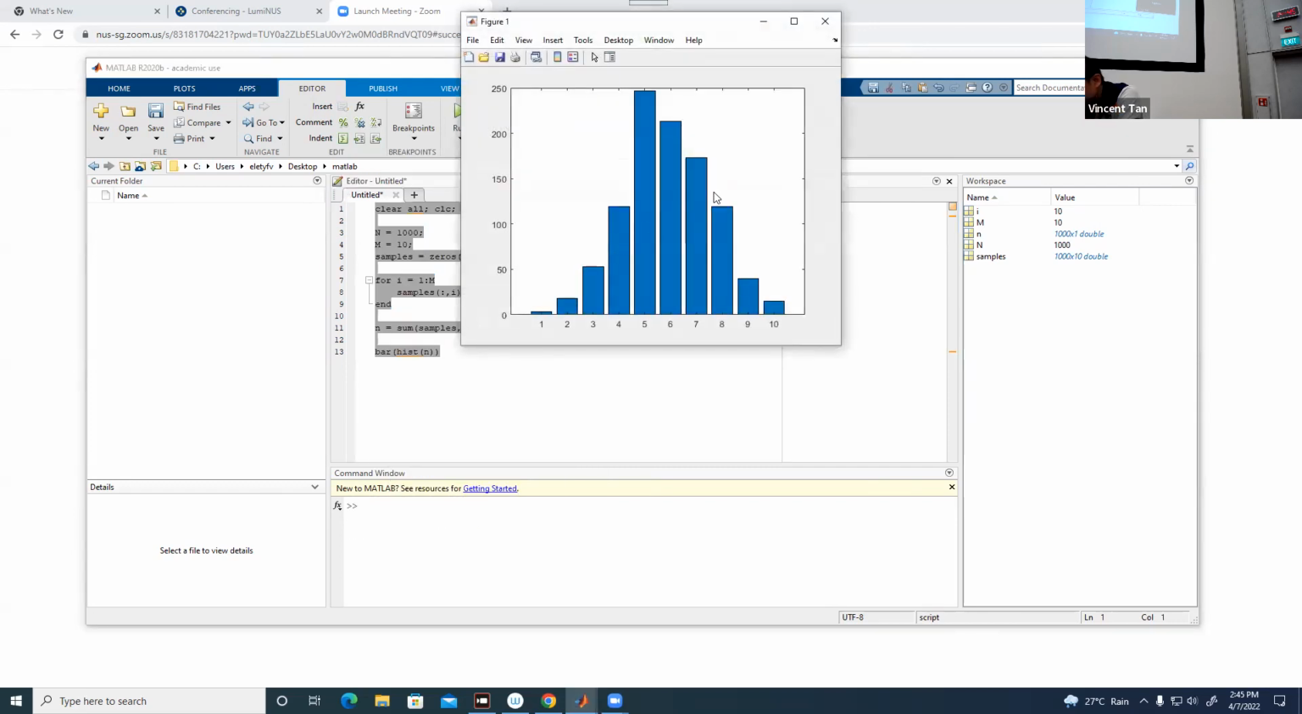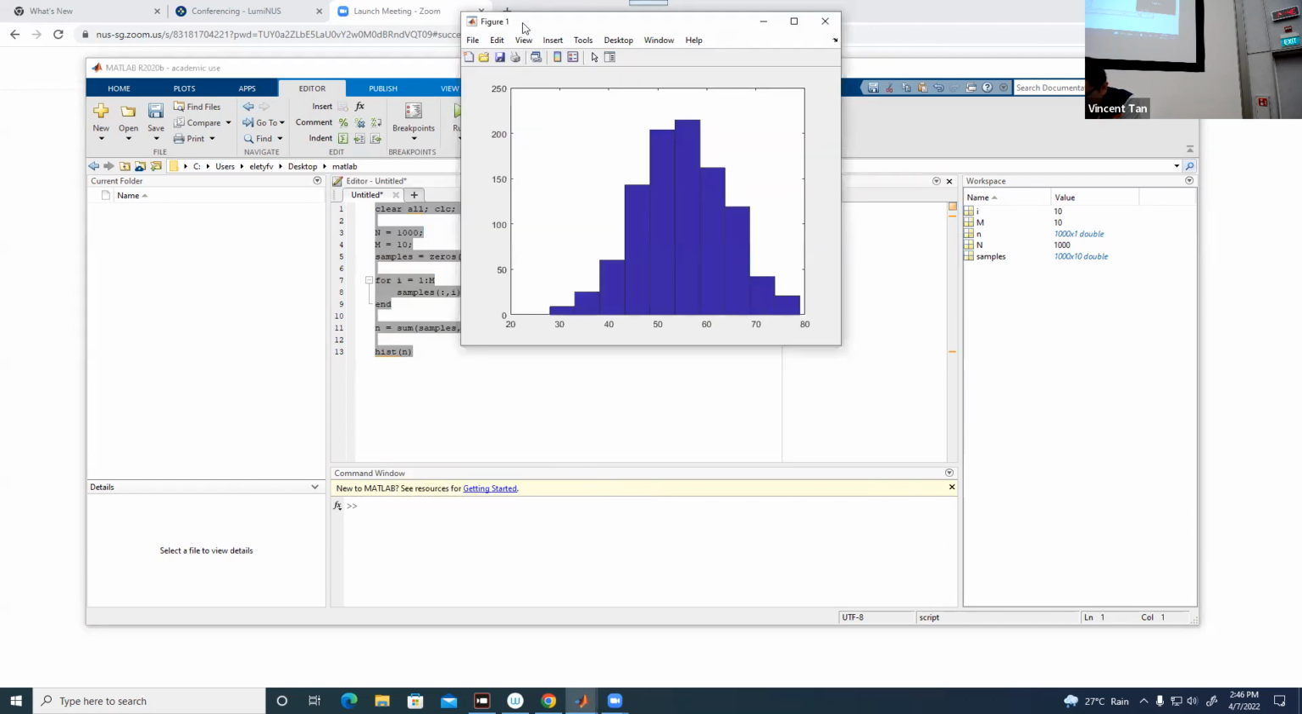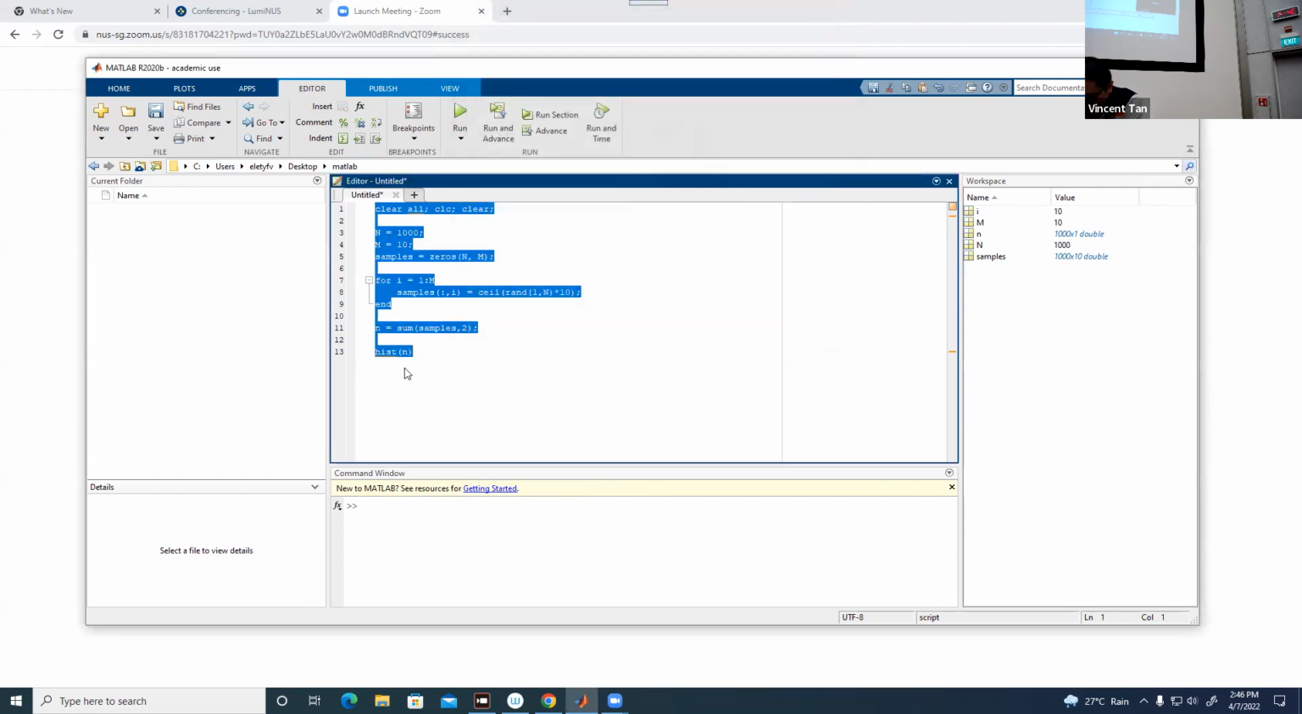So as you can see here, this looks suspiciously like a Gaussian. The extremal values are small, and basically the center values are large. Let me try this again. Okay, so this seems to look like a Gaussian. So this is a sort of demonstration of the central limit theorem.